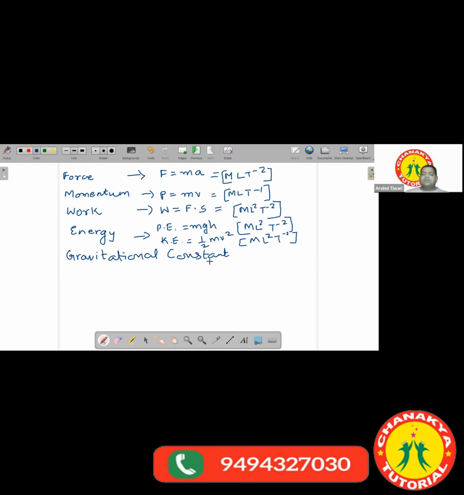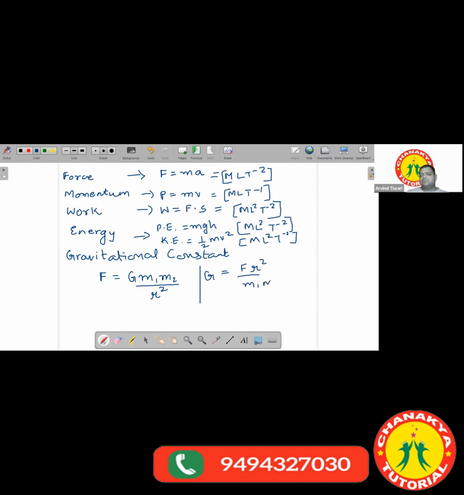Now we want to find out the dimensions of the gravitational constant. For this we need to write down the formula of gravity. So F is given by G m1 m2 over r square. To find G, we need to transpose everything to the other side, and therefore we get G equals F R squared over M1 M2.